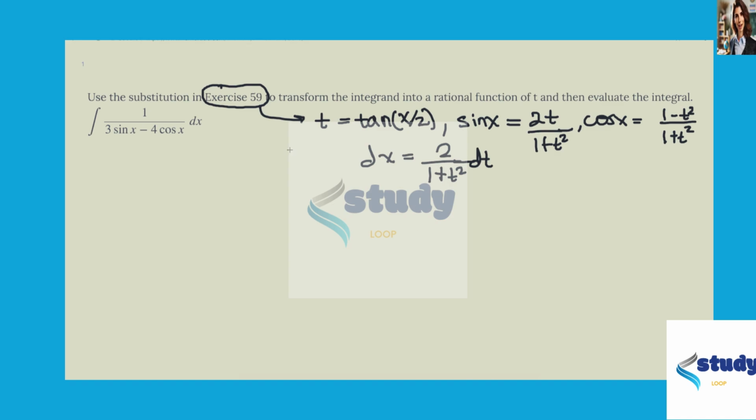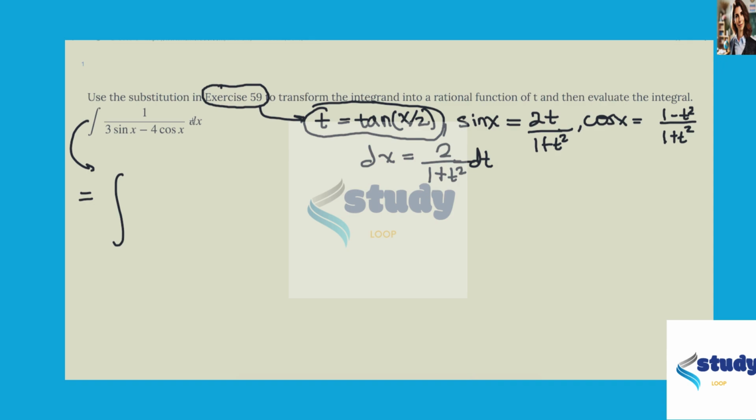Let's use exercise 59 to transform this integrand to a rational function. Hopefully it should be easier to compute. So from 59, these were the formulas. We started off with this definition of t, and from there we proved the remaining formulas. So these are all given. Let's go ahead and plug these all in to the original integral.